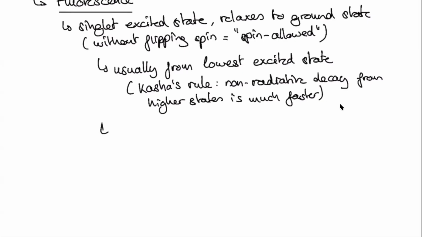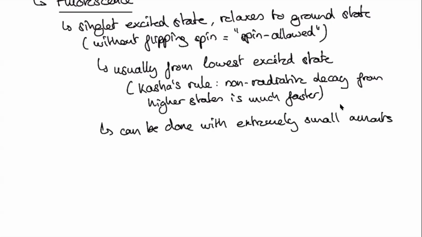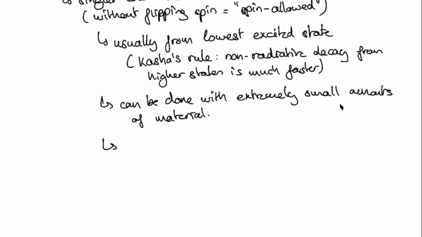Fluorescence, that's a big benefit, can be done with extremely small amounts of material. Even at nanomolar or lower concentrations, you can still get a decent signal with fluorescence, which is why it's so popular in spectroscopy, but also in imaging. Fluorescence microscopy and confocal microscopy rely purely on fluorescence. Fluorescence is typically measured at room temperature and in solution.